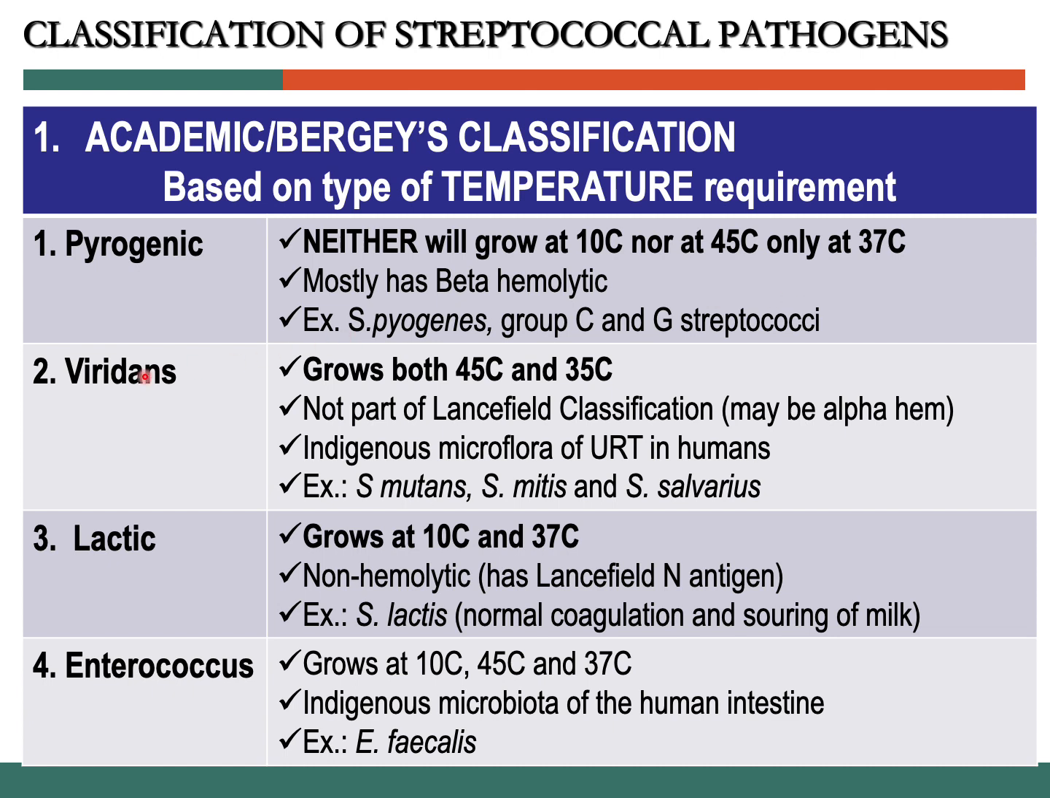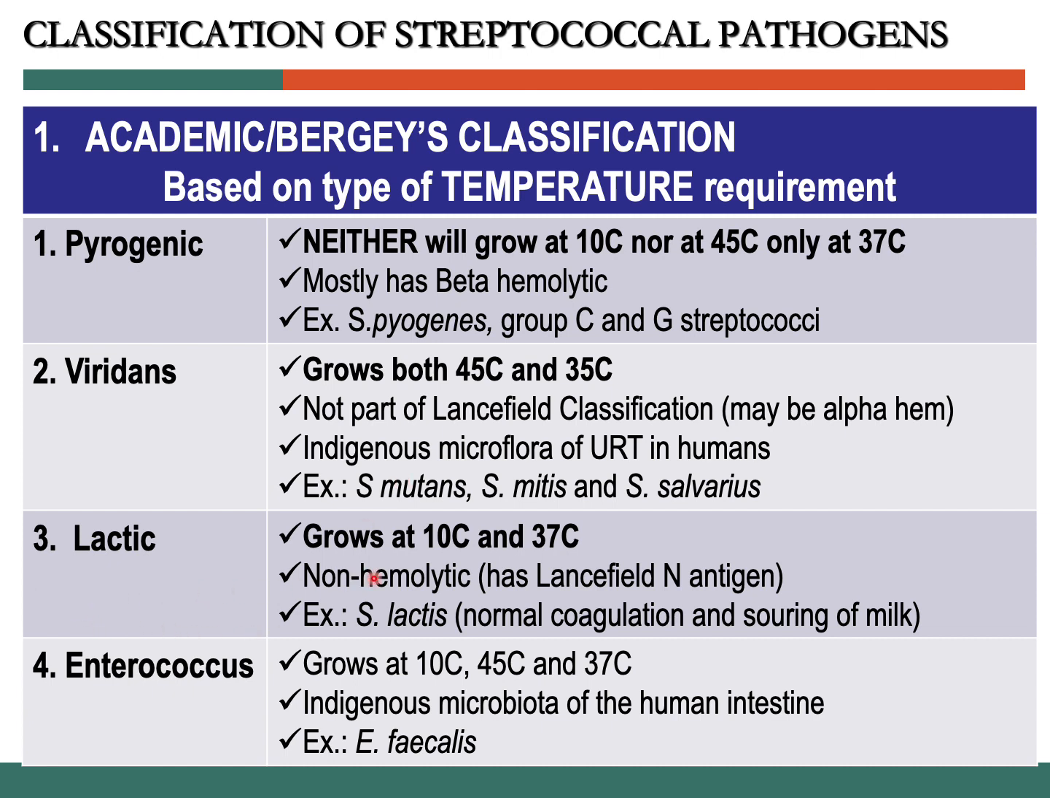Okay, the next group is your viridans. Your viridans grow at both 45 and 35 degrees Celsius. Your viridans group is not part of the Lancefield classification because they do not possess C carbohydrate on their cell wall, and they may be alpha hemolytic. Your viridans are indigenous microflora of the upper respiratory tract in humans, so these are common normal flora. Common examples of your viridans are Streptococcus mutans, Streptococcus mitis, and Streptococcus salivarius. Streptococcus mutans is the common cause of dental plaque.